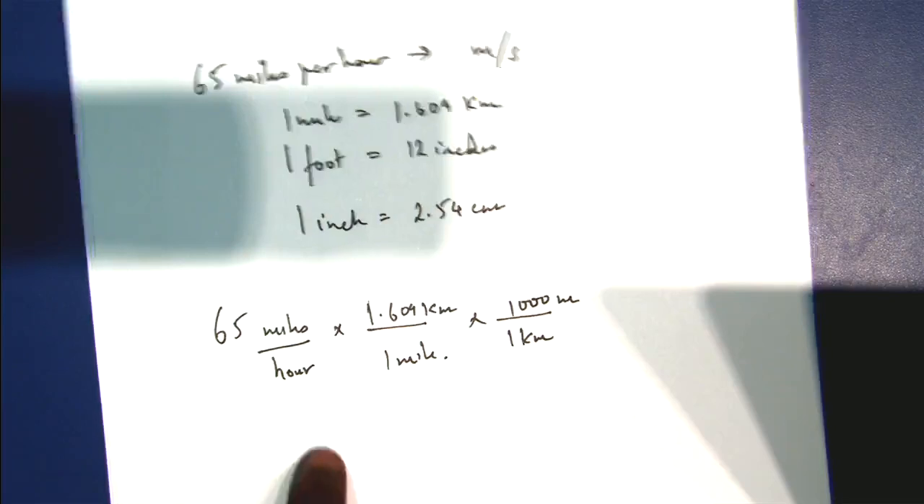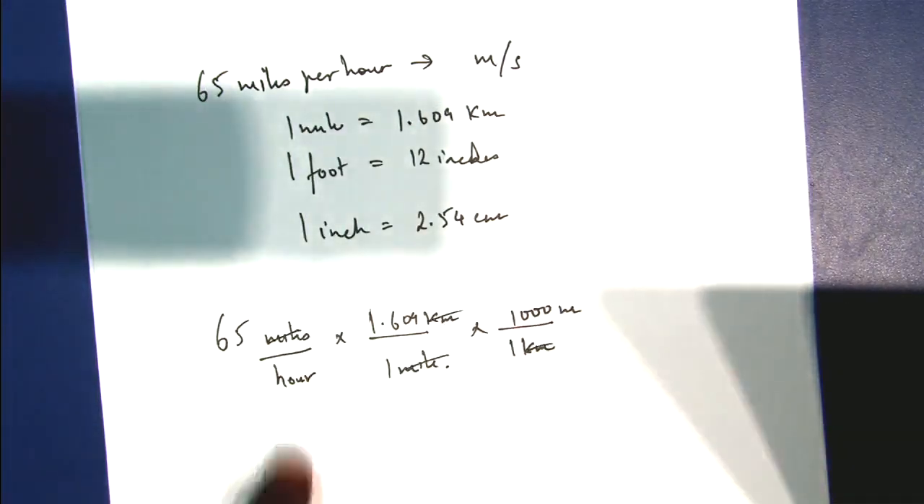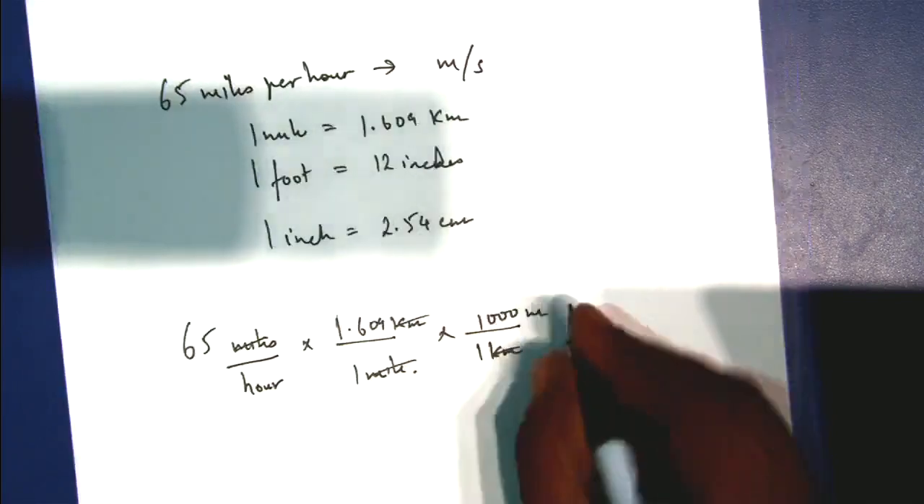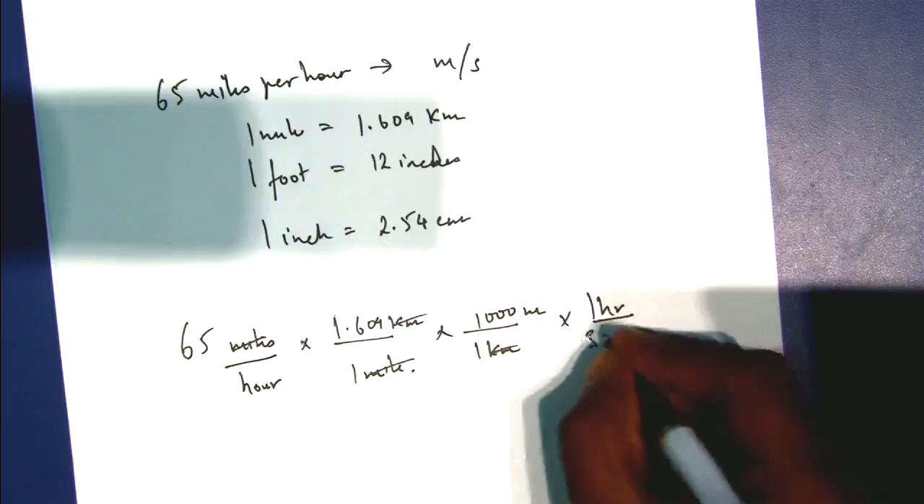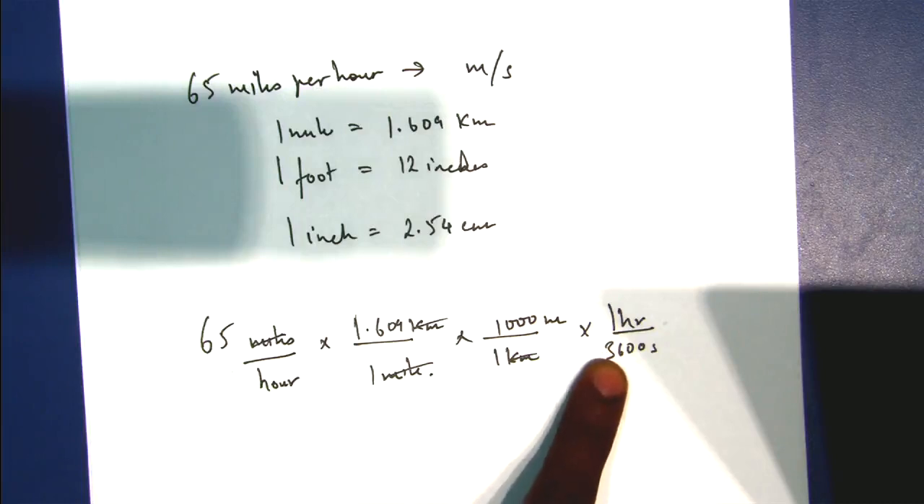But now I still have this hour. If you look at the units cancelling, the miles cancel, the kilometers cancel. So the units of this quantity, 65,000, are meters per hour. I need to get that to meters per second, so I need to go from hours to seconds. I know that there are 60 minutes in an hour and 60 seconds in a minute, so that's 3,600 seconds in an hour. So 1 hour over 3,600 seconds. Notice that the hour has to go in the numerator because it has to cancel the hour in the denominator.